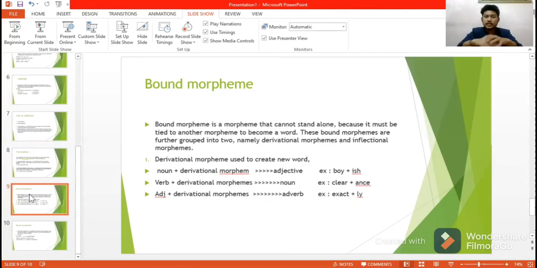And second example, clear is a verb, plus a derivational morpheme becomes a noun. Another one, exact is an adjective, plus a derivational morpheme becomes an adverb, right?